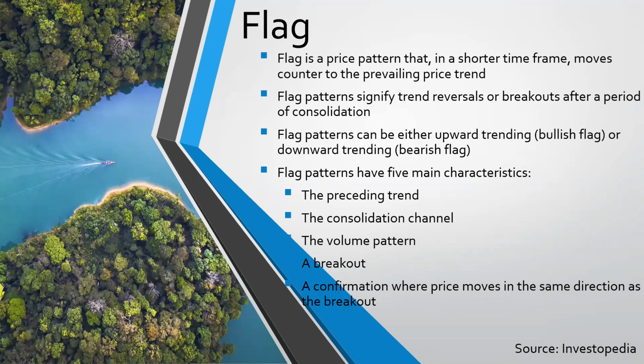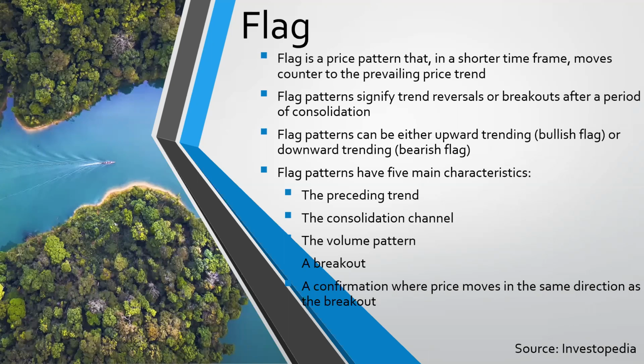Flag patterns can be either upward trending, like breakouts, as a bullish flag, or a downward trending breakdown, which is a bearish flag. Like how we had three main characteristics for wedges, the flag pattern has five main characteristics. So it's very important to keep in mind these five main characteristics for the flag patterns.